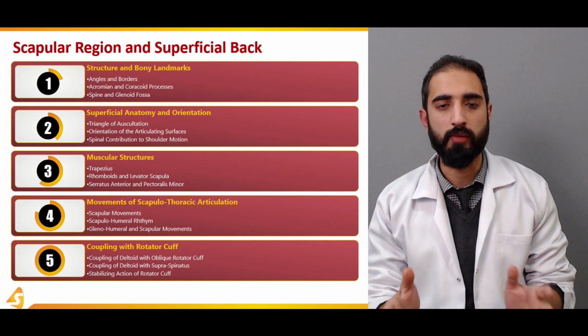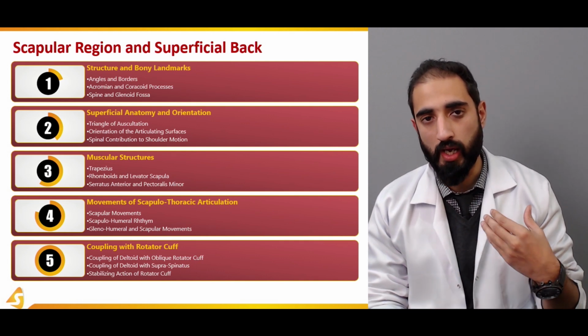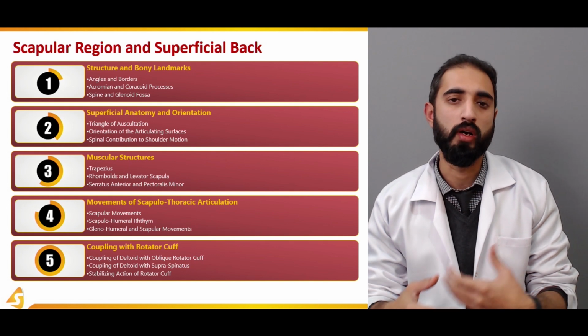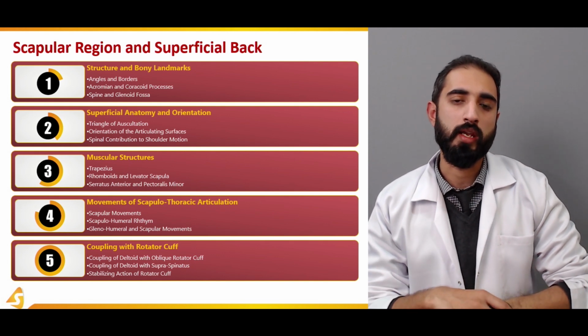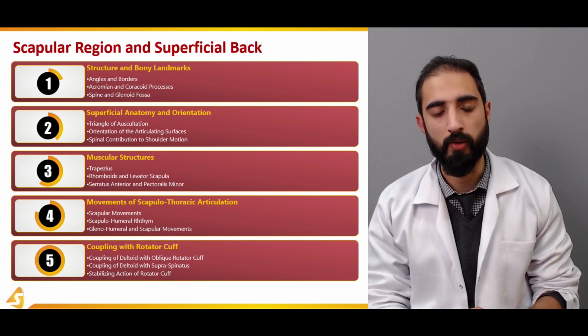So there's actually a rhythm between them, and because of that rhythm and the association of the scapula with the thoracic spine, it is also influenced by the spinal activity. So that's why we're going to observe that as well.